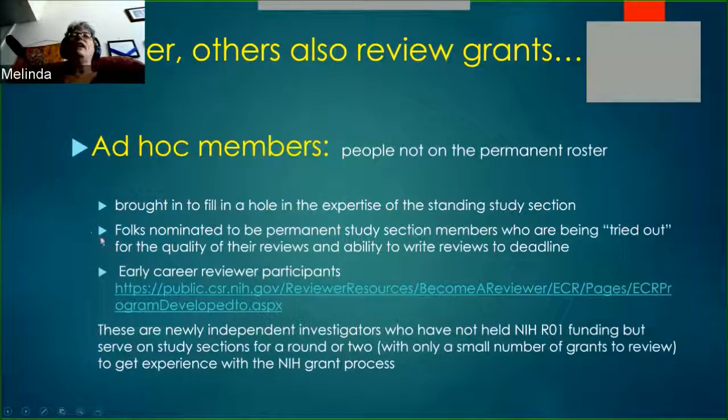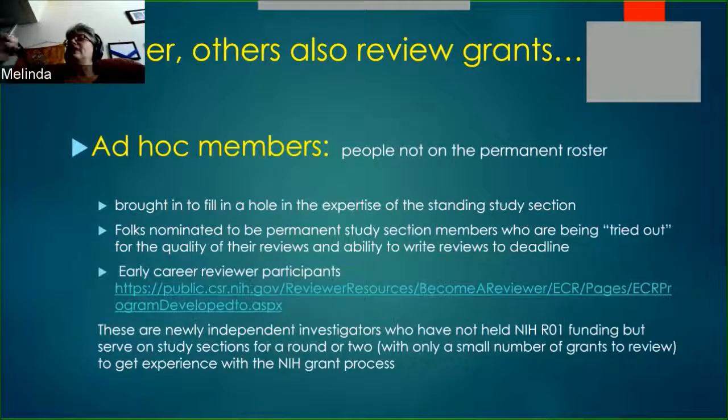Another source of ad hoc members are folks who are being nominated to be permanent study section members, or who are being tried out to see whether a nomination is important. It's very important to the SROs that they have good, thoughtful people on the study section. Just because somebody's a good scientist does not mean they're going to be a good study section member.